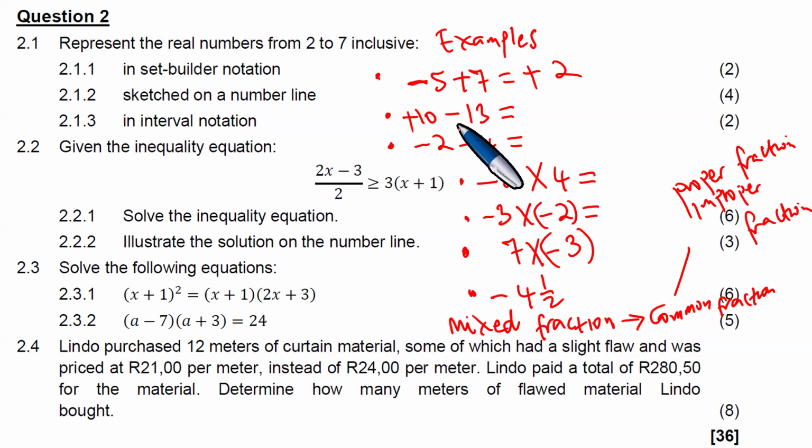But now you take the sign of the bigger number, and the bigger number is 13. So you take the sign of the bigger number, which is negative. Then you minus the 10. Then you say 13 minus 10, and you get 3. And indeed, that is correct.